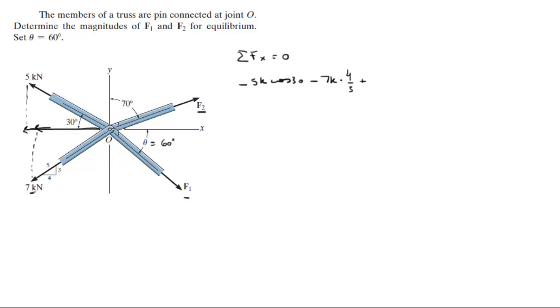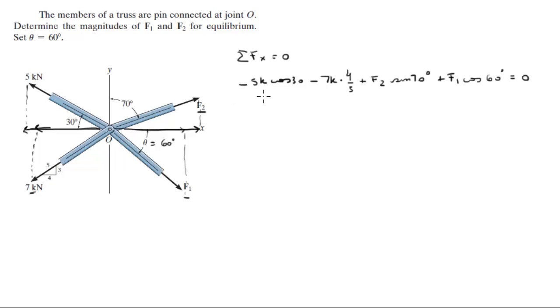plus this component of F2, which is F2 sine of 70 degrees, and this component of F1, which is F1 cosine of 60 degrees, is equal to 0.